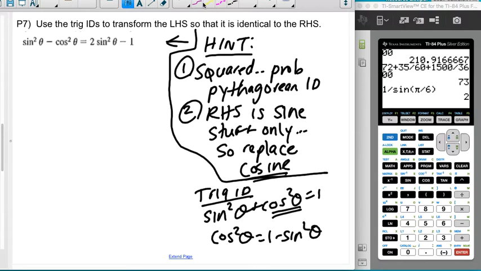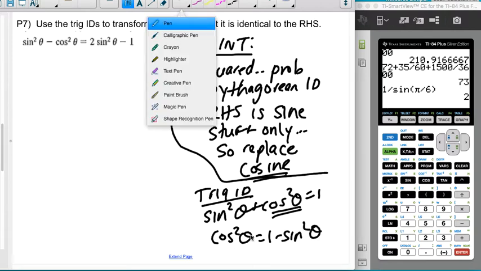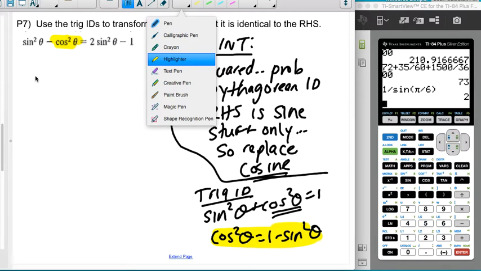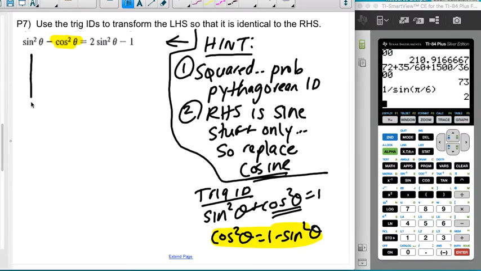I can now take that stuff and replace this stuff. So we get that this is a sine squared theta minus, in parentheses, 1 minus sine squared theta, right? I'm a little bit tight on space.